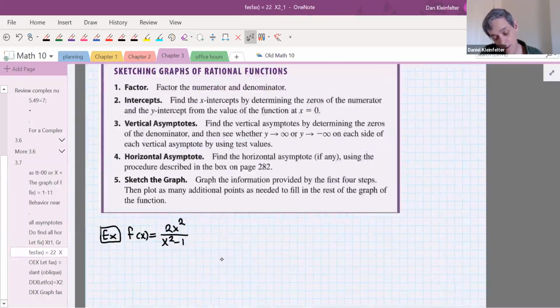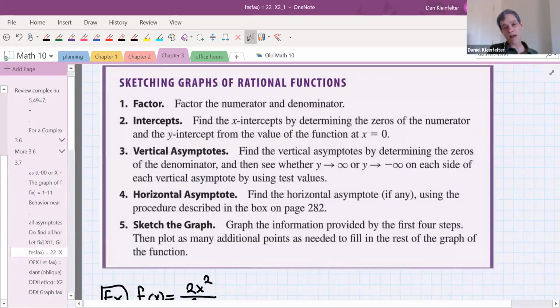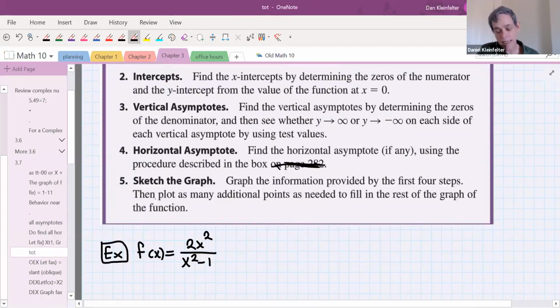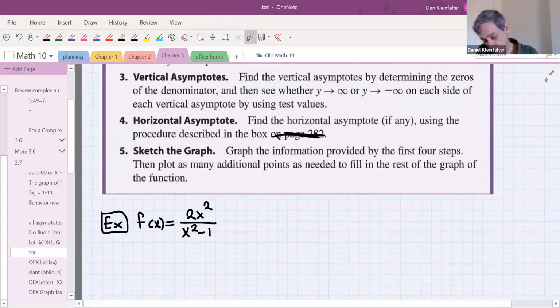Here's a summary of how to do one of these sketches, and then we're going to try it one more time. Factor the numerator and denominator to see what you have. X-intercepts are from the zeros in the numerator, and the y-intercept you get by evaluating f of 0. Vertical asymptotes come from zeros of the denominator. Horizontal asymptotes come from that procedure that we followed by comparing the degrees, and then based on this, sketch the graph. All right, so let's try it once more.